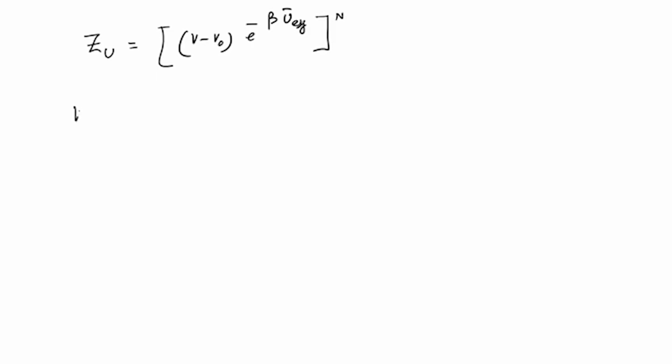So, what we need to find is that V0 and U effective average have to be calculated self-consistently. Nothing much has been done, excepting the fact that we have now introduced a certain volume that each particle or molecule occupies, and another molecule cannot come inside that region.